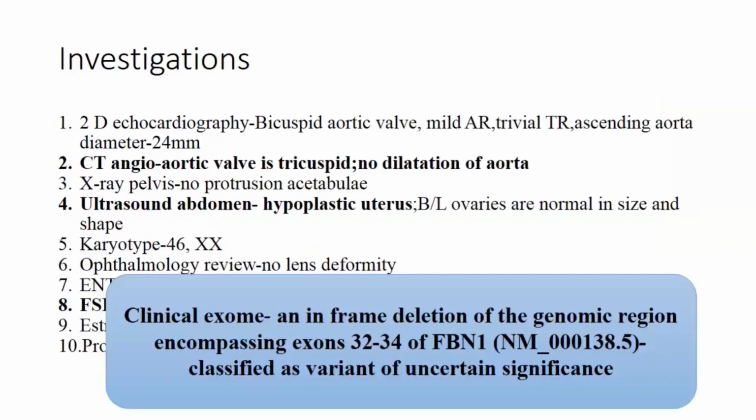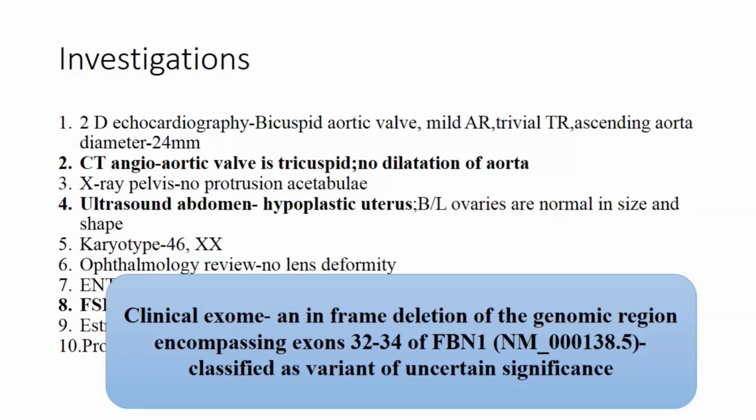And the exome report said that there is an in-frame deletion involving exon 32 to 34 of the FBN1 gene. Remember, the FBN1 gene has various types of mutations, and in-frame deletions have been reported. These in-frame deletions lead to dominant negative type of Marfan syndrome, where an abnormal protein is produced which interferes with the work of the already working normal protein, right? That is why they classified this variant as a variant of uncertain significance. So she was referred from a primary physician to tell them whether she actually had Marfan syndrome or not.